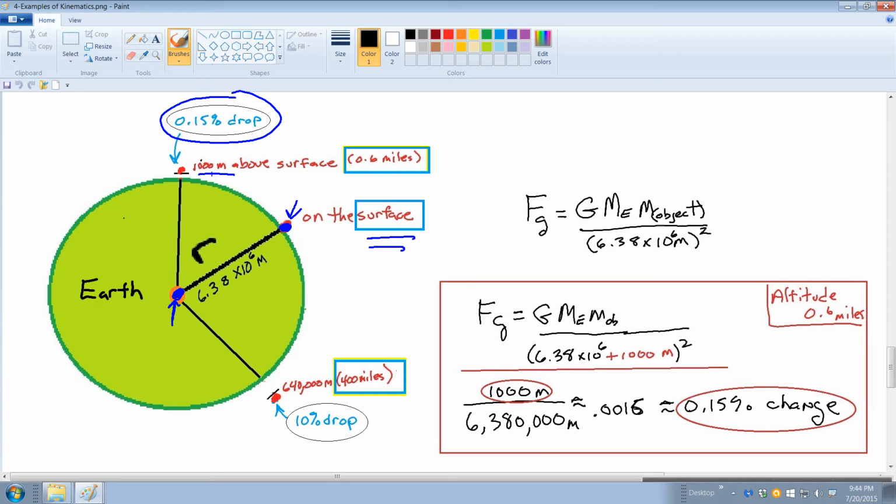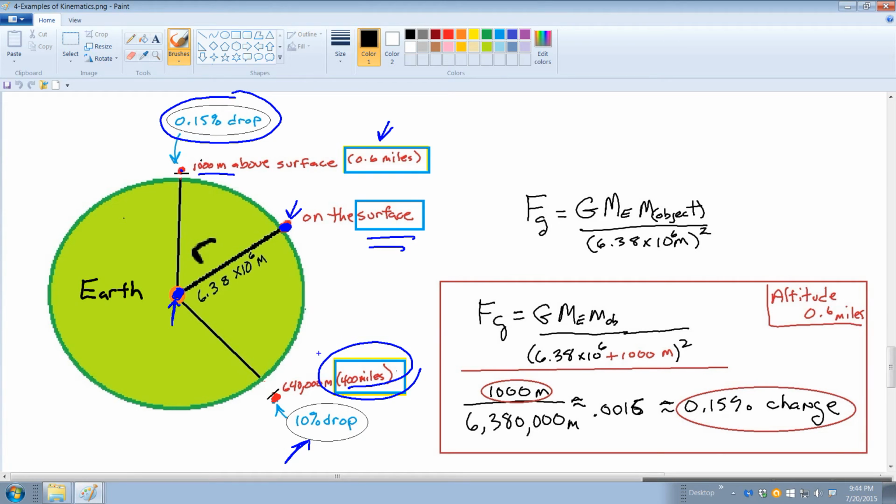So even over half a mile up above the Earth, it's not going to drop that much, because it's just the relative size of these two objects. Even when you raise an object 400 miles above the Earth, the gravitational attraction only drops off by 10%.